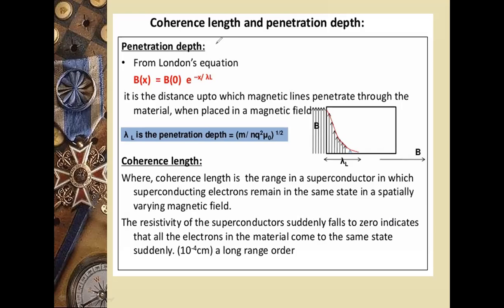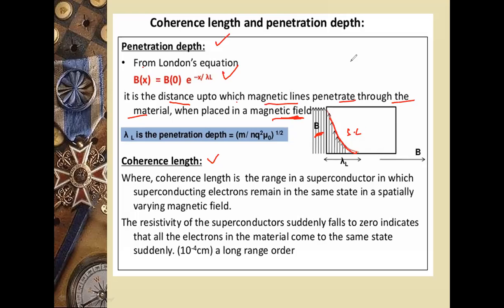So again, I'm going to show you penetration depth and coherence length. As I mentioned before, the London equation, B(x) = B0 e^(-x/λL), gives the distance up to which magnetic lines penetrate through the material when you place it in a magnetic field. You can see how they penetrate into the superconducting state. This is a superconducting state, but up to a certain distance there is a magnetic field.